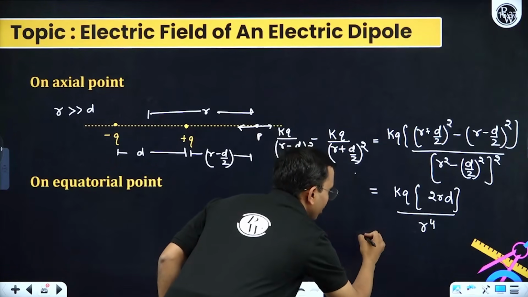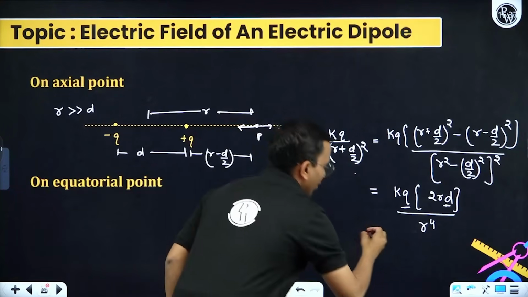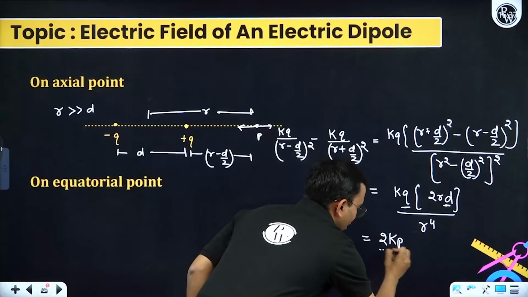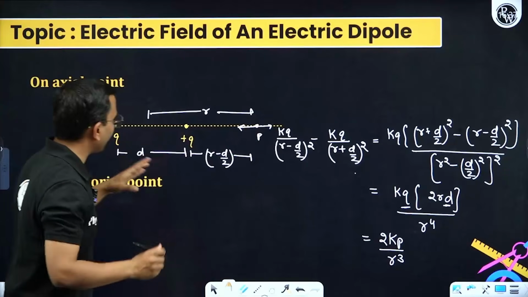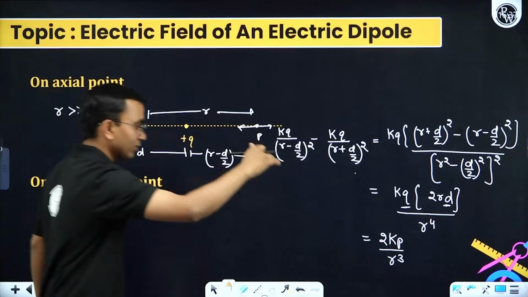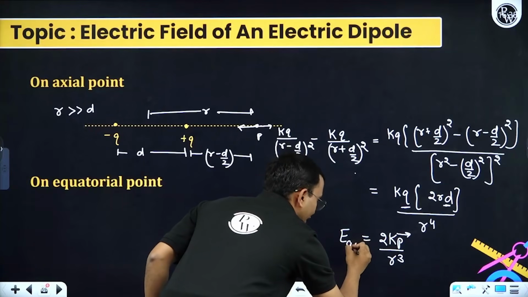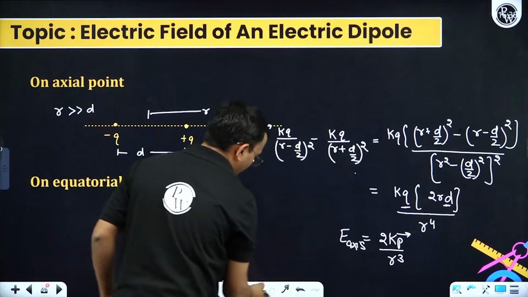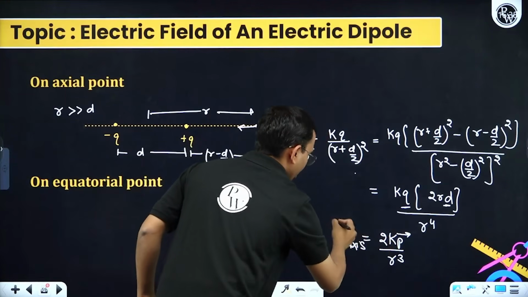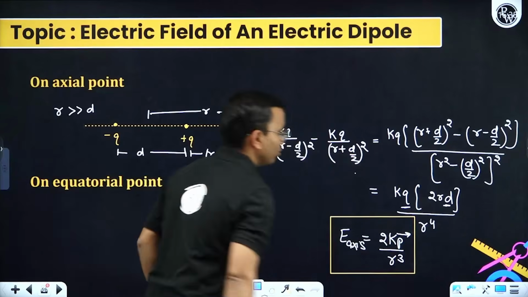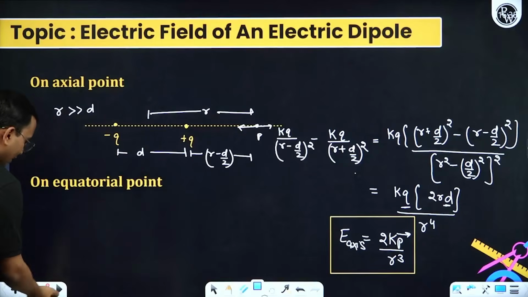Here, this q into d will become p. So 2kp by r cube. What is the direction? The resultant is towards the right, and that is the direction of my dipole moment, from minus q to plus q. So the direction is just the direction of p only. So on the axis it comes out to be 2kp by r cube. You must remember this formula. This is very important.